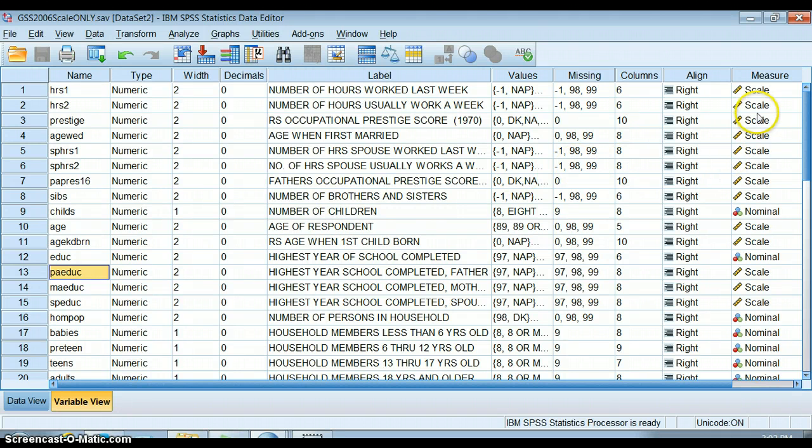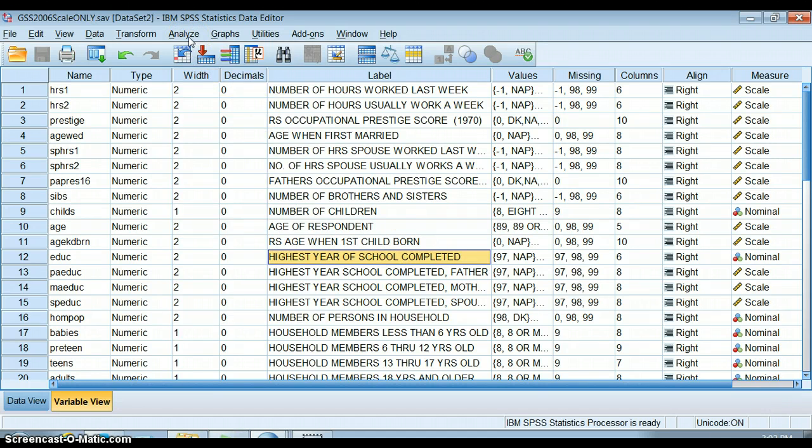Remember that we really can't trust SPSS's classification of things over here. We really need to figure this out ourselves. We may need to do a frequency distribution, or with your data set, if you're more familiar with it, you may need to think about how you measured that variable in your survey.